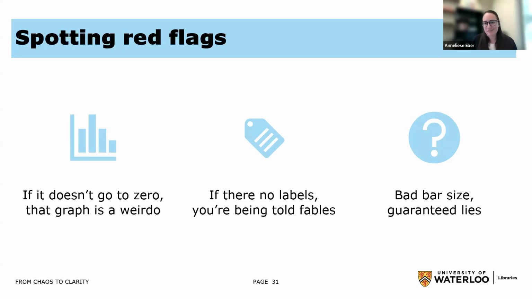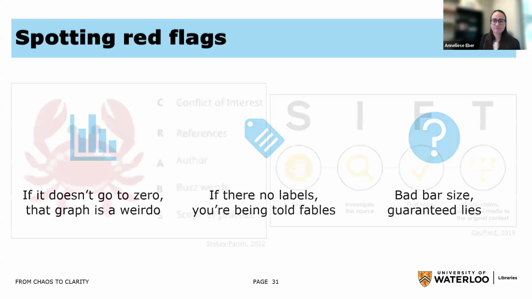And bad bar size, guaranteed lies. You get this a lot when the graph doesn't go to 0 on a bar graph, because it can skew the perception of that scale. So if something starts at 90 instead of 0, and one goes from 90 to 91, and the other goes from 90 to 95, that scale looks a lot different depending on what the graph actually goes to.